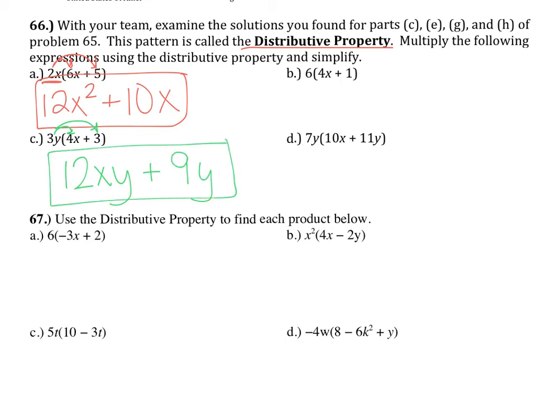And then we'll take a look at D as well. So we're going to multiply inside the parentheses by 7y. So 7y times 10x is 70xy. And then 7y times 11y is 77y squared.